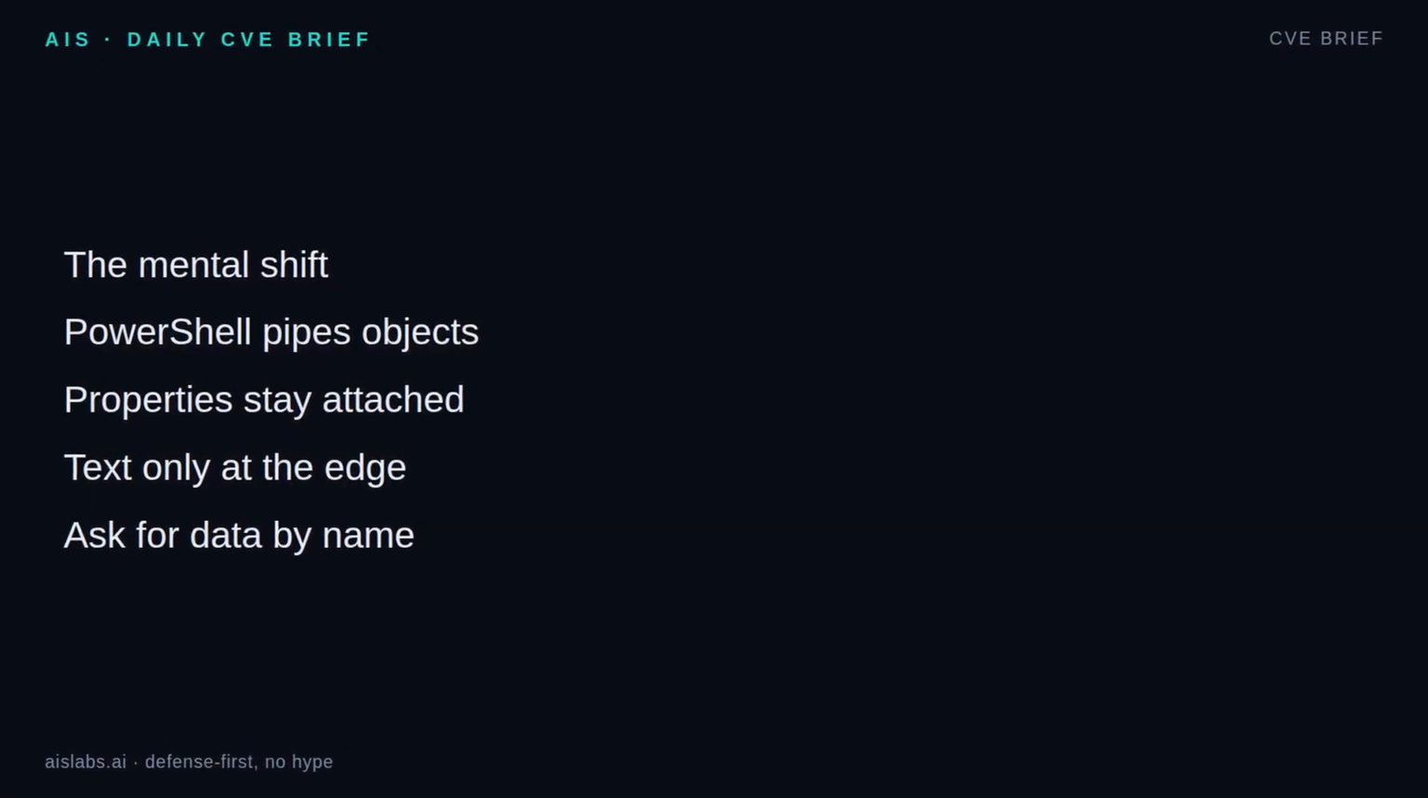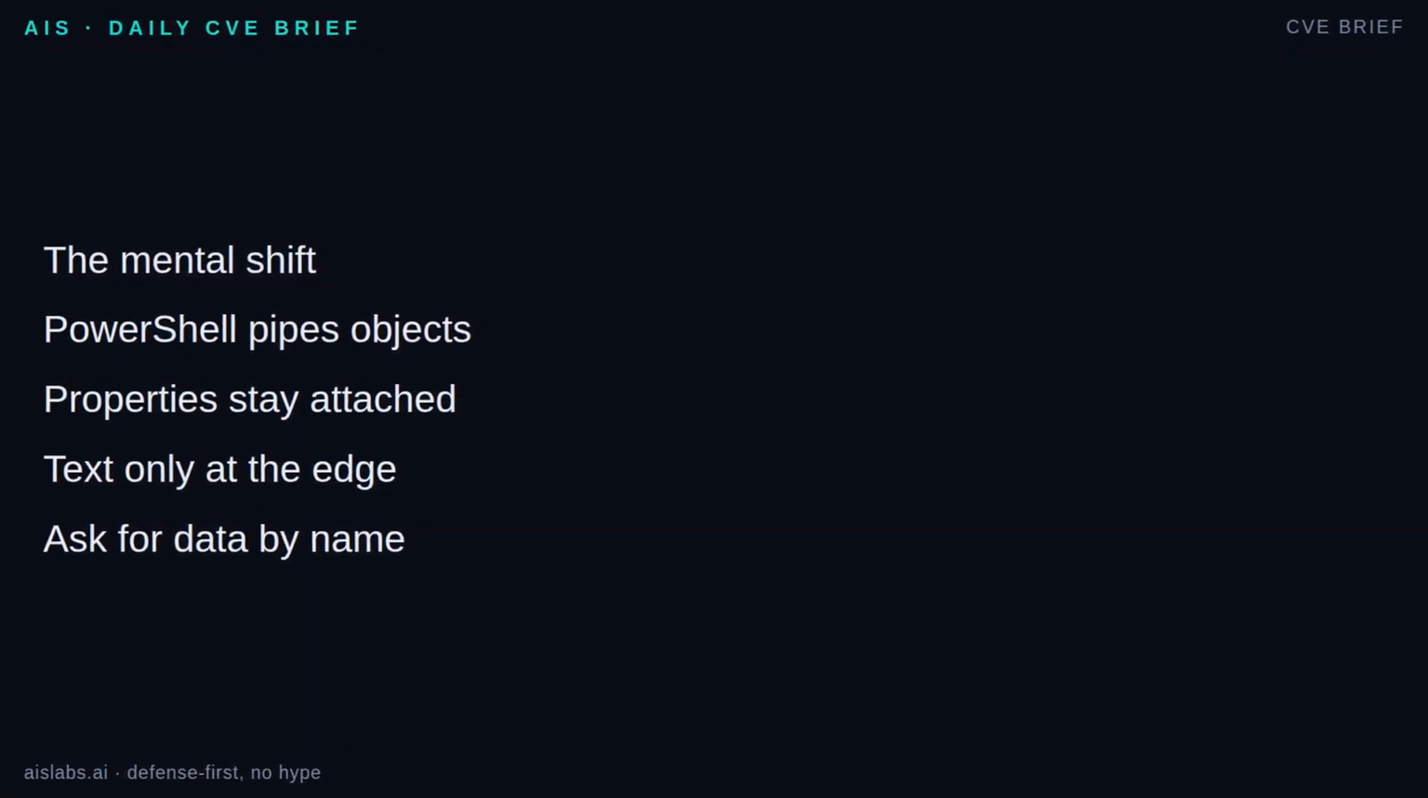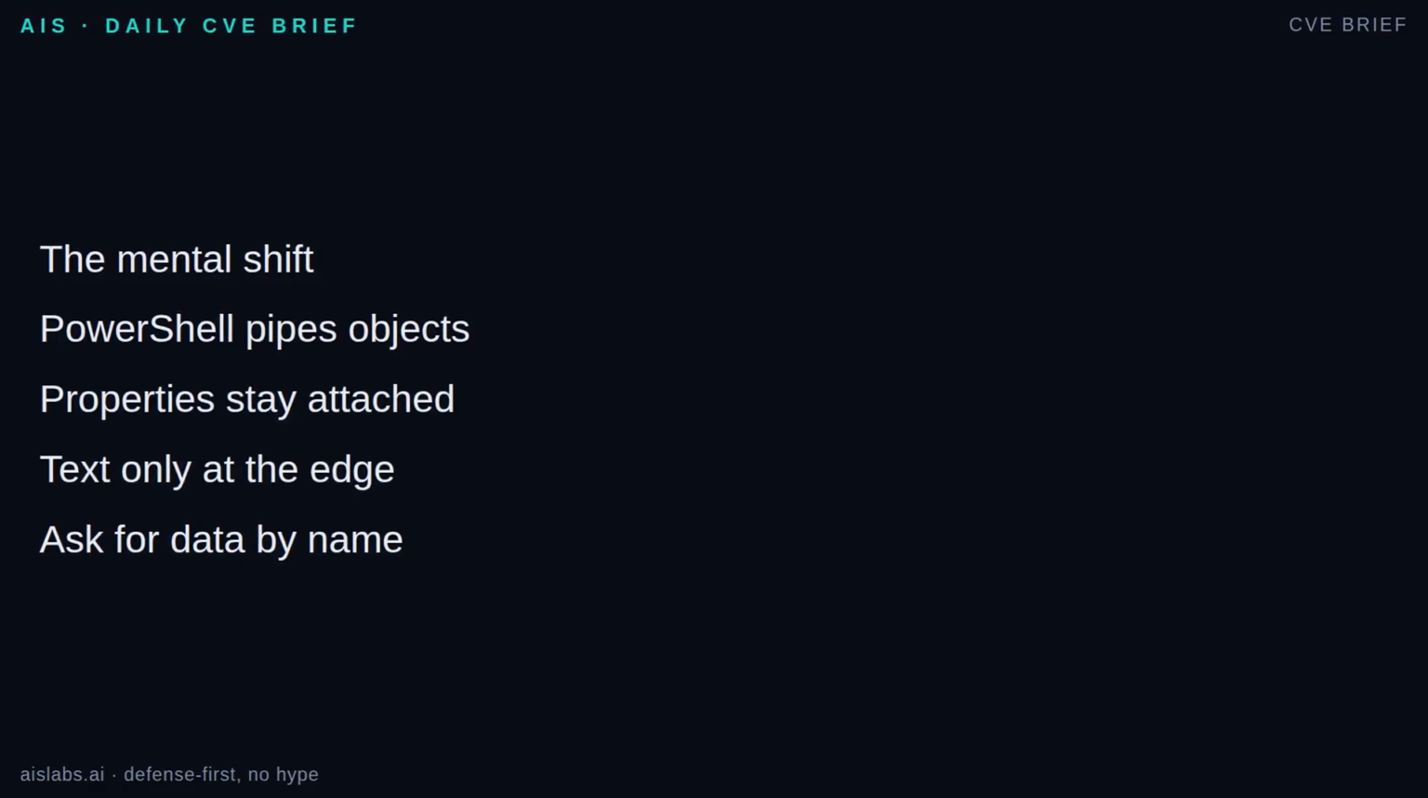PowerShell does something different. Most PowerShell commands do not pass formatted screen text down the pipeline. They pass objects. An object has a type, properties, and sometimes methods. A process object has a name, an ID, central processing unit time, memory values, start time when available, and more. Those properties travel with the object until you choose to flatten the result into text, comma-separated values, JSON, or a table. That is the mental shift.